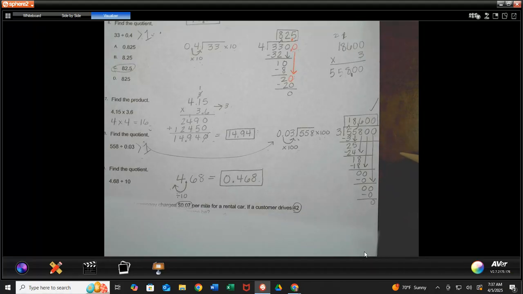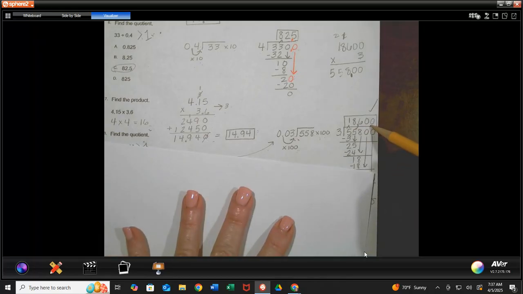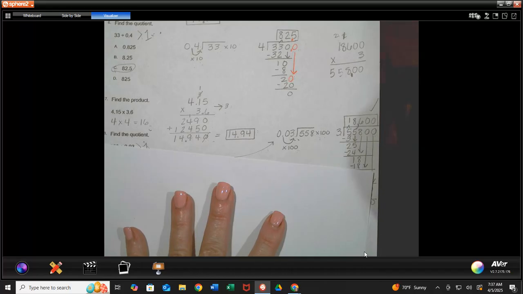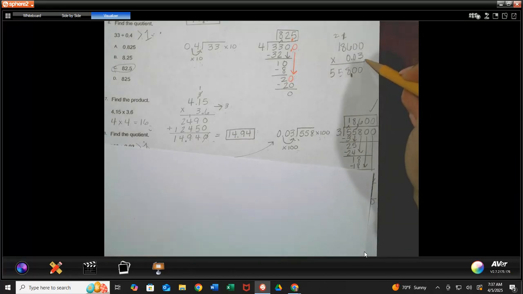Now this is open response. I may want to check that one. So I'm going to take 18,600 and multiply it times 300. I only had to multiply it times the 3. I get 558.00, which is 558, which is my original dividend. So I know that 18,600 is correct.